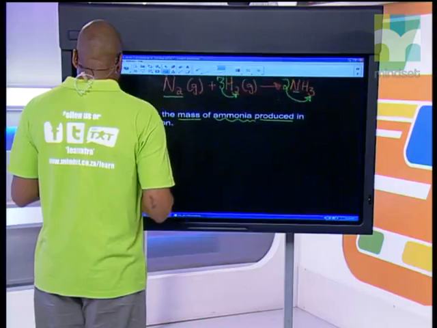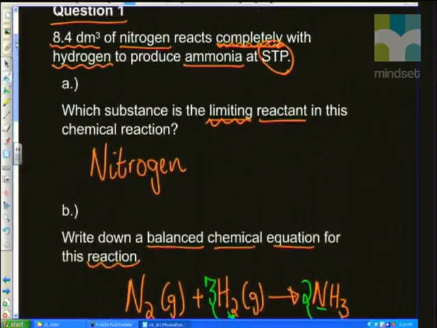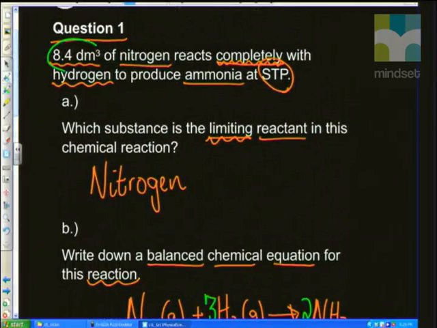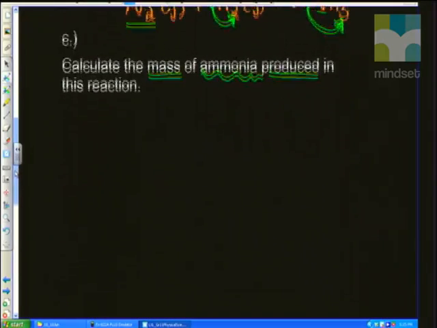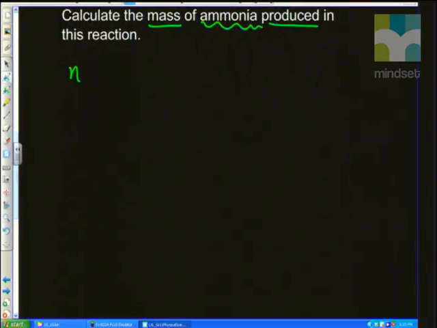For us to do that, we go back to what is given to us. We are told that we've got 8,4 cubic decimeters of nitrogen. And this reaction occurs under STP. Now, it means I can calculate the number of moles of nitrogen. And nitrogen, remember, is the limiting factor. So if I calculate the number of moles of nitrogen, in this case, because it's standard temperature and pressure, I would use this formula here that says number of moles equals given volume divided by molar volume.